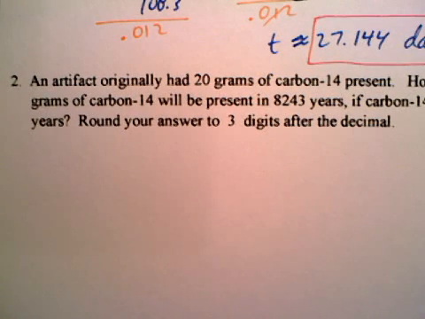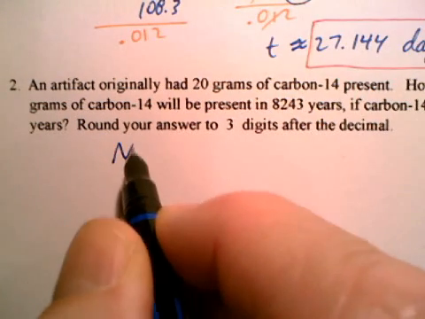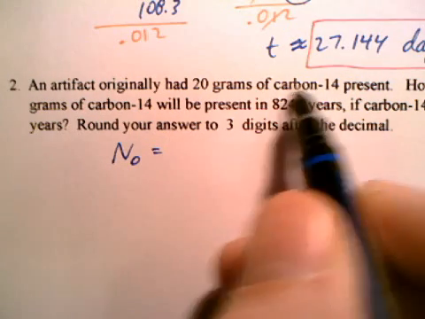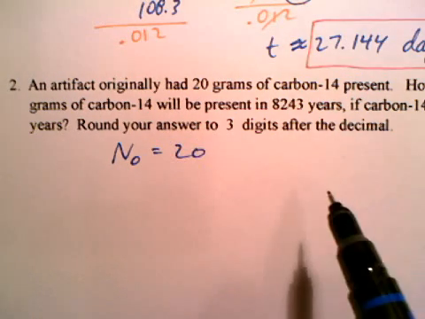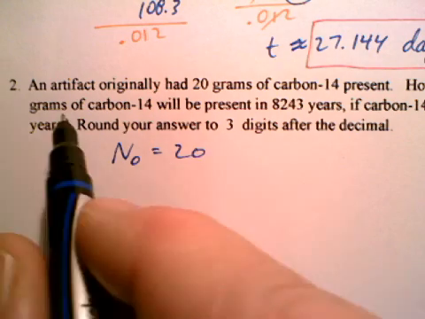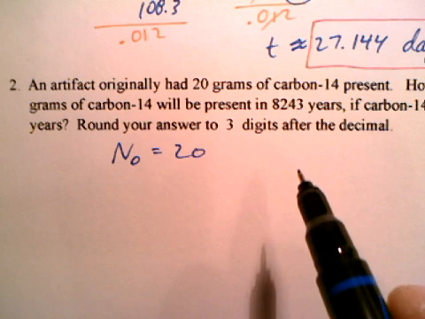Problem number 2. An artifact originally had 20 grams of carbon-14 present. How many grams of carbon? Alright, so we have less information than we had last time. We don't actually get a formula, so we're going to have to come up with our own. If 20 grams were initially present, then n sub 0 is 20. How many grams of carbon-14 will be present in 8,243 years?